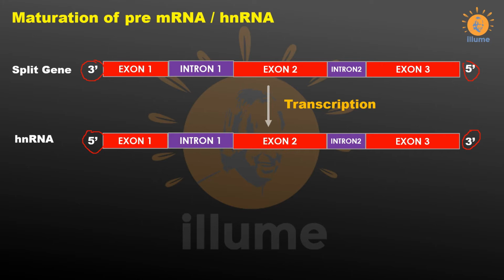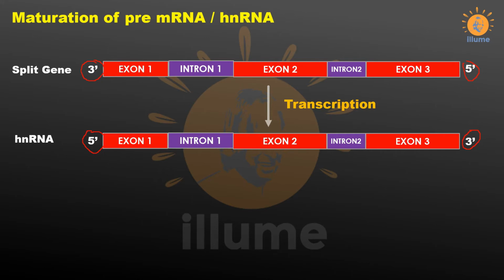Now if I talk about the word hnRNA, heterogeneous nuclear RNA, why is it called heterogeneous? See, hetero is a word which means different and homo means same. So why is it called heterogeneous? Because this RNA has two different parts, exon and intron, the coding part and the non-coding part. That's why it is called heterogeneous nuclear RNA. Now this hnRNA is ready for maturation.